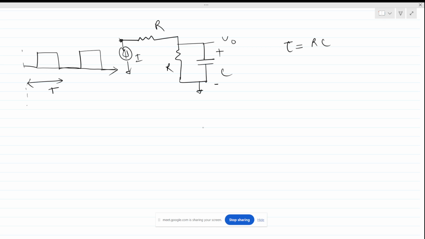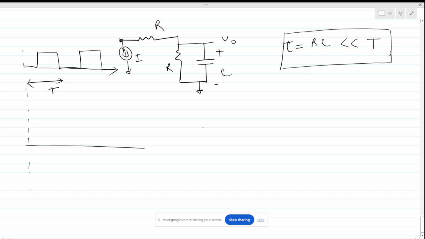So tau is very less than T. So here the charging and discharging is very fast. This is the meaning here. So let's do the analysis. We are going to do it intuitively.